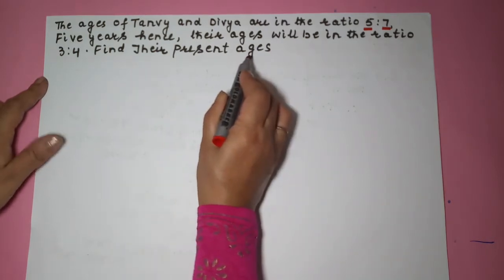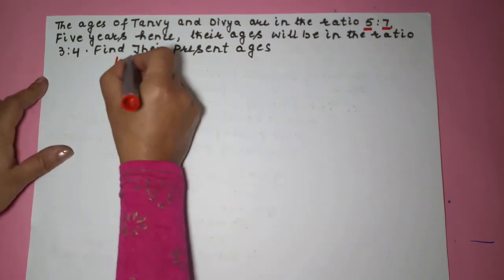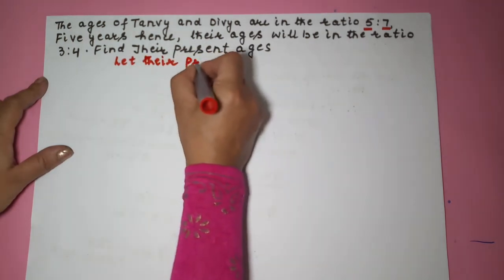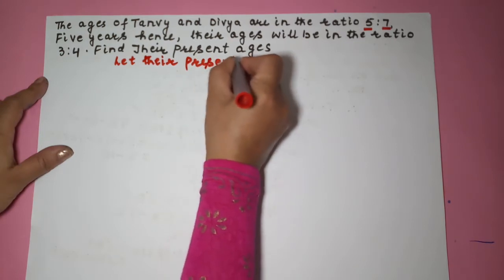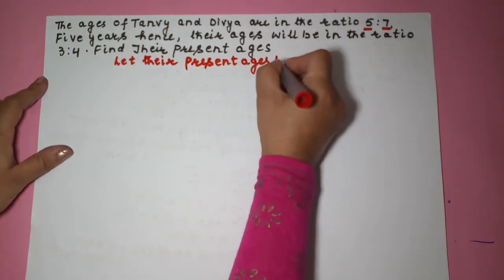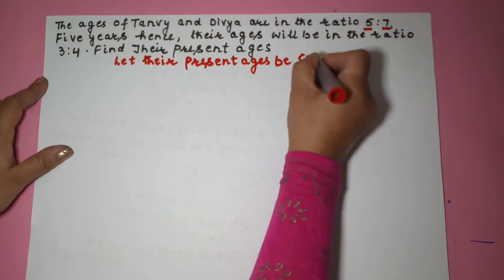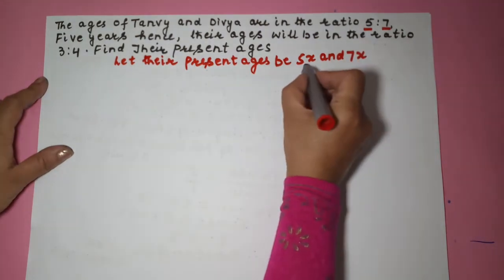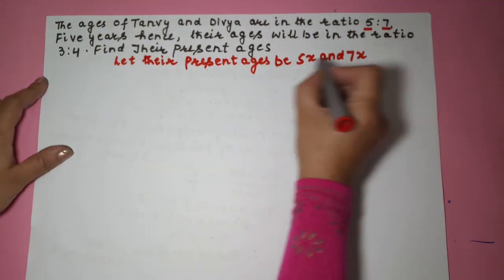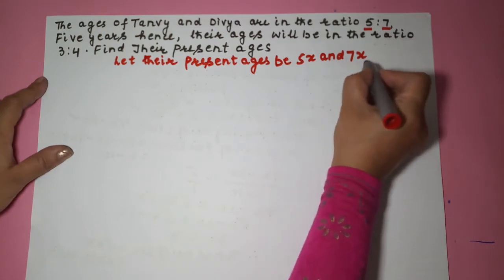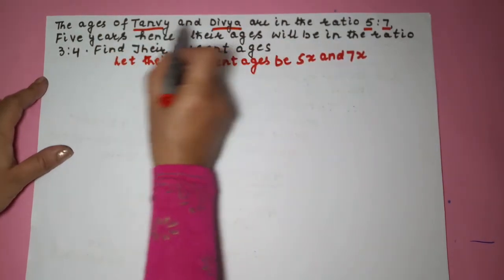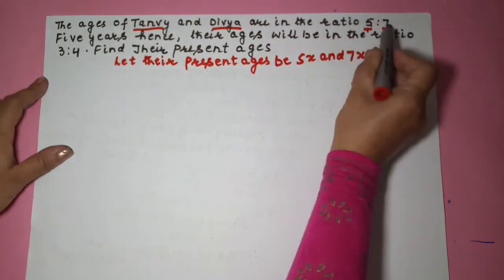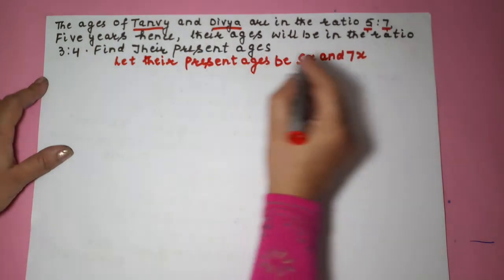Find their present ages. So we will say let their present ages be 5x and 7x, right? So 5x is Tanvi's age and 7x is Divya's age. That's how it is given. Tanvi and Divya, the ratio is 5:7. 5x is for Tanvi and 7x is for Divya. These are their present ages.